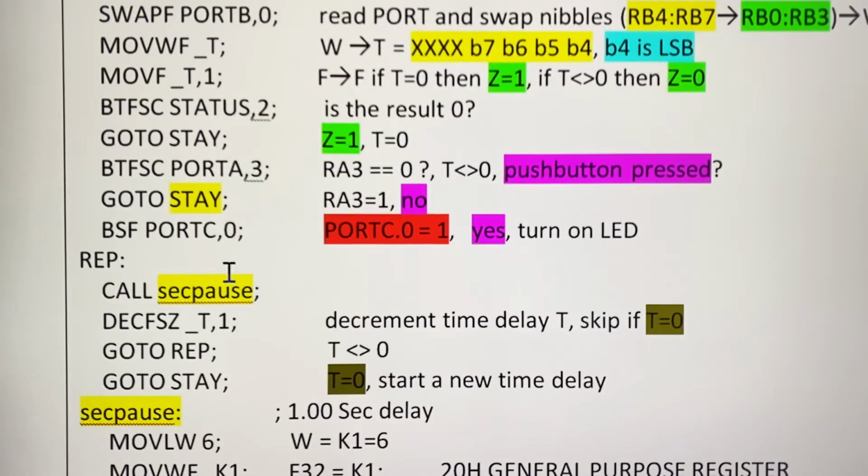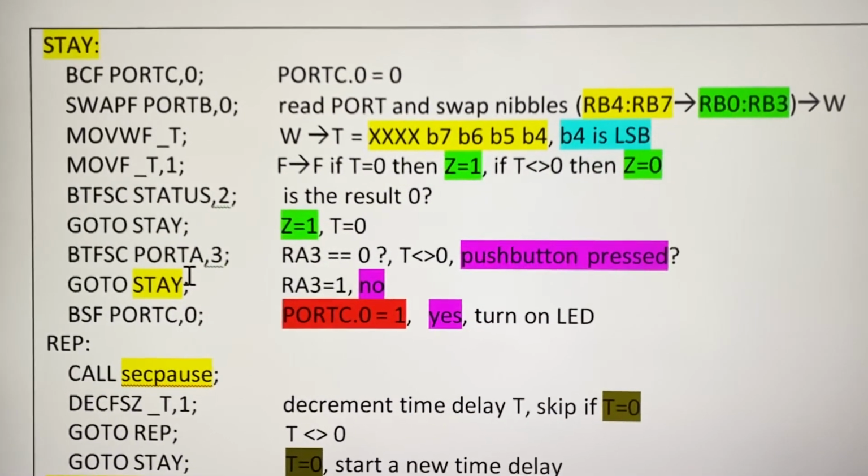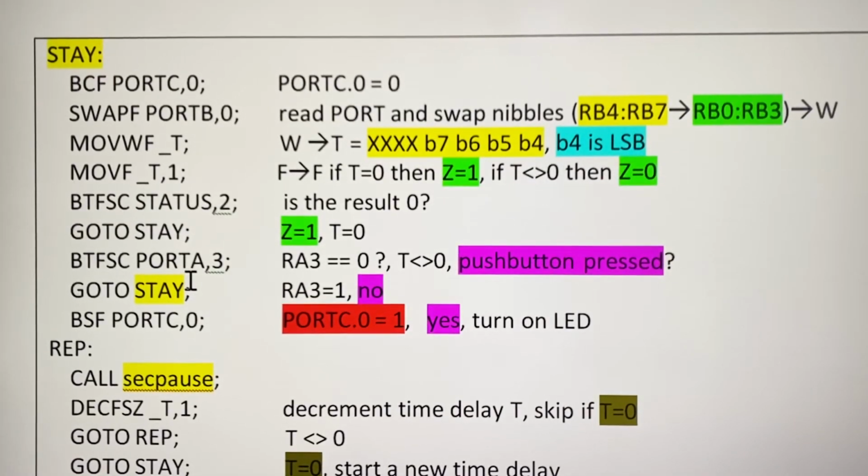Now we start the code right here. Okay, and this is where things start getting interesting. And we have the instruction, the first label state, and right here we have bit clear port C.0. So we clear port C.0 where the LED is connected. So we're just making sure that the LED is off. Okay, the LED on RC0.